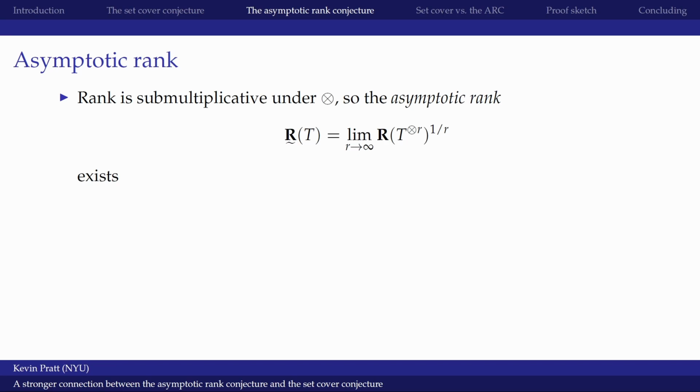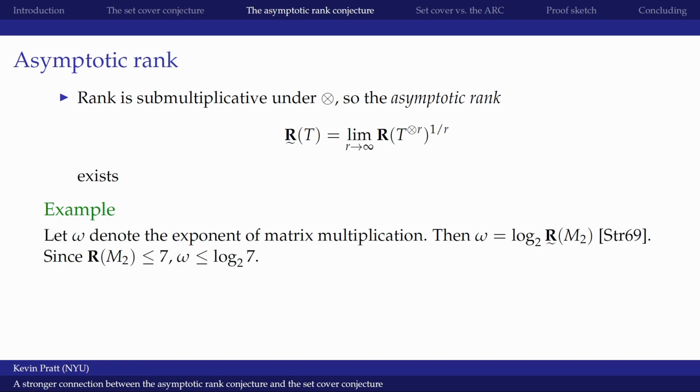Now, it's not hard to show that tensor rank is submultiplicative under this operation, and so we can therefore define the asymptotic rank of a tensor as the limit as r goes to infinity of the rank of the rth Kronecker power of T, to the power of 1 over r. So this is the parameter we'll be interested in today. And the motivation for studying this, of course, comes from matrix multiplication. So it turns out that omega is equal to the log of the asymptotic rank of the 2x2 matrix multiplication tensor.